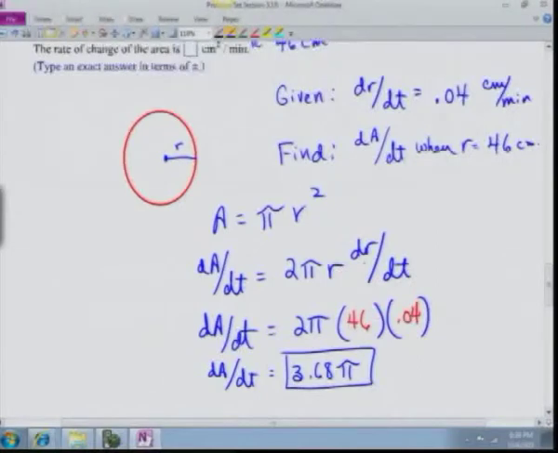Any questions on this one? Okay. That should come up with 3.68. Did you do 46 times 0.04 and times 2? Did anybody else get that number? Yeah, I got it. You just times the 2, that's 46, and it's 0.04. And you just leave pi. Is that what you did? You were using something for pi? Okay. Because it said this, Leland, you just leave pi in there. All right.